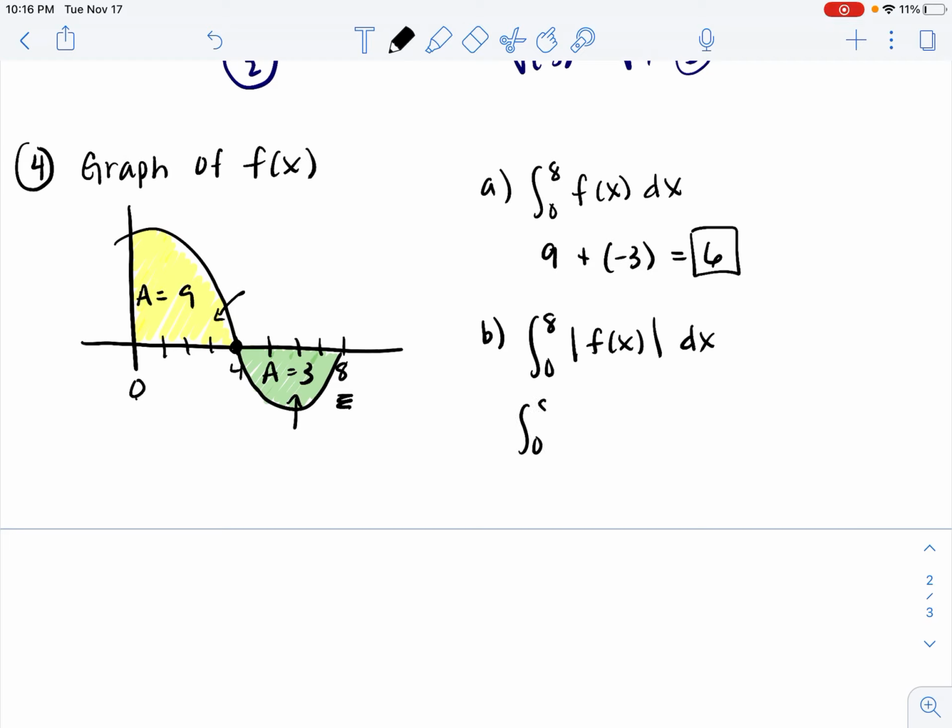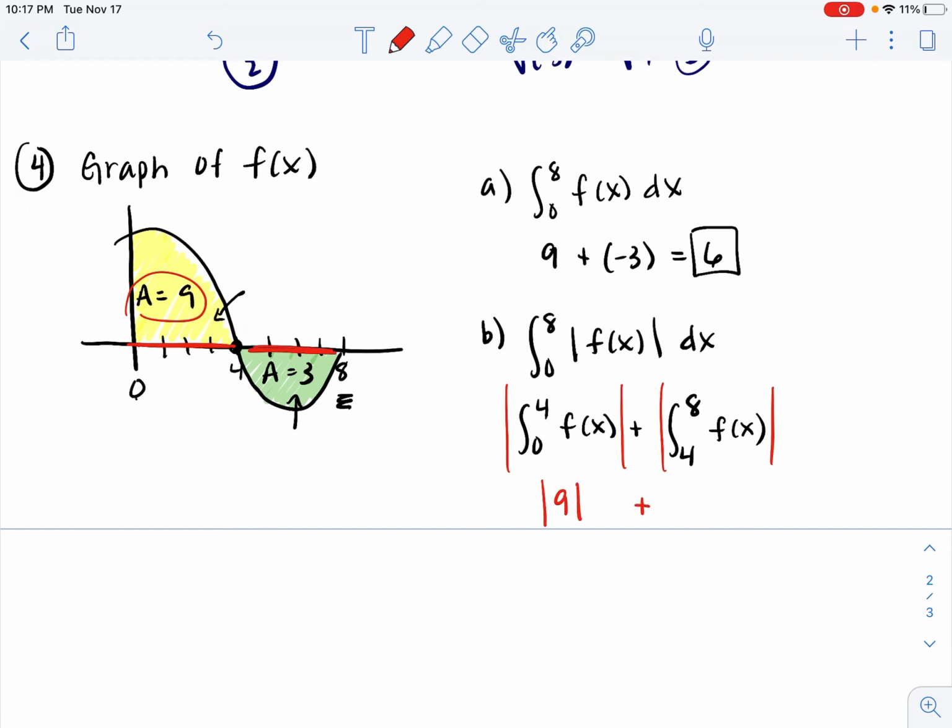So when we split this, it's the integral from 0 to 4 of f of x, and then from 4 to 8 of f of x. But remember, because it's absolute value, we're going to take the absolute value of both of those answers. So what's the integral from 0 to 4 of f of x? From 0 to 4, the area under the curve was 9. So this is the absolute value of 9.